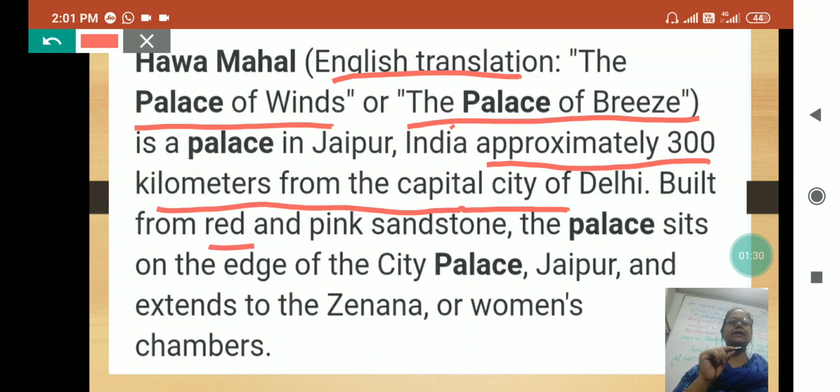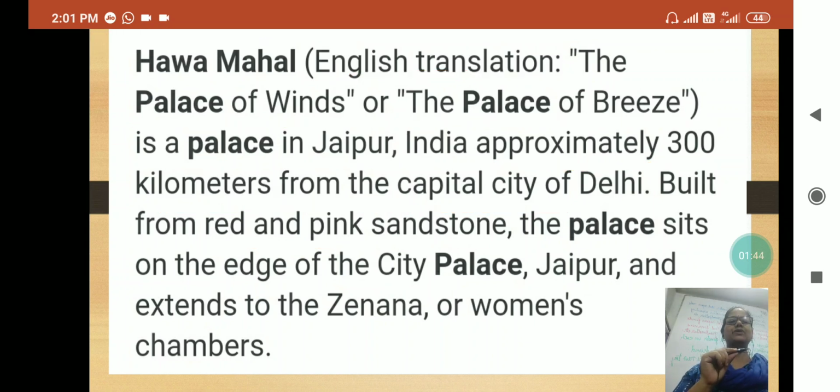Built from red and pink stones, the palace sits on the edge of the City Palace, Jaipur, and extends to the Zenana or women's chamber. So this is the Palace of Breeze, where it is built. It is built in Jaipur, and it is 300 kilometers far from our capital of India, Delhi.